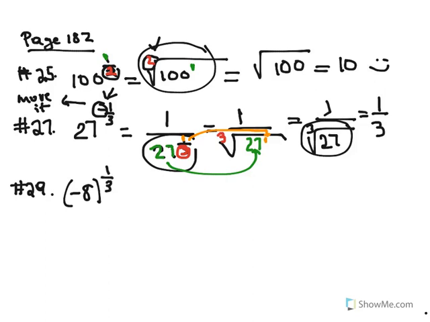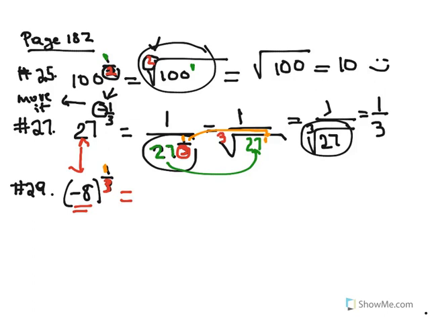Now, this problem is different. I want you to see the difference between 27 and 29. Here, the base is negative. I don't need to move this expression anywhere. All I need to do is rewrite this expression in radical form.